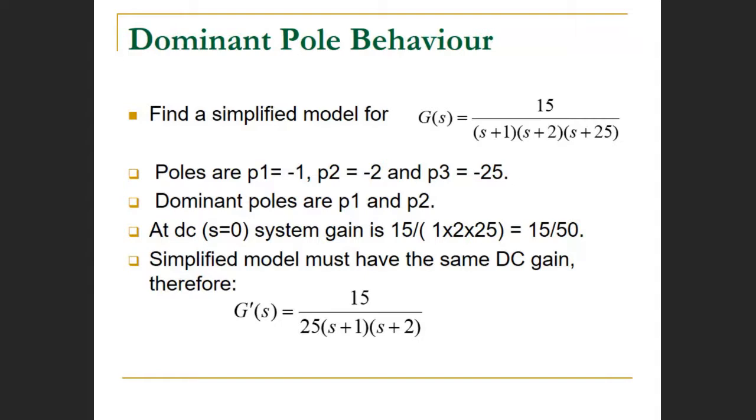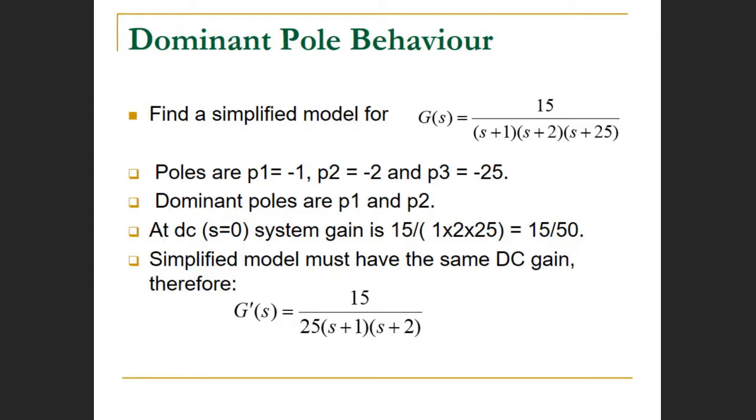So therefore, P3 would have completely satisfied the rule that we looked at earlier, in that the third pole, P3, is over 10 times further away from P2. Hence, we can ignore that pole and only consider the other two, P1 and P2. P3 is definitely far away. Dominant poles would be P1 and P2.